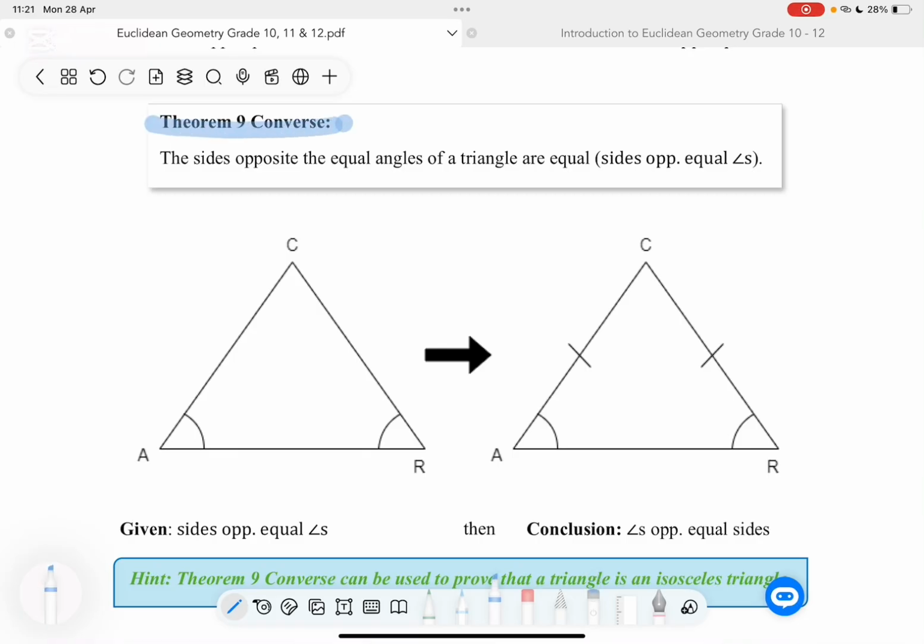Converse to Theorem 9 says to us that, remember, converse would be a reverse statement. So in this case, we're saying that the sides opposite equal angles of a triangle are equal. We abbreviate that, or write that in short, to say sides opposite equal angles. So what are we saying here? We start with a triangle that has equal angles.